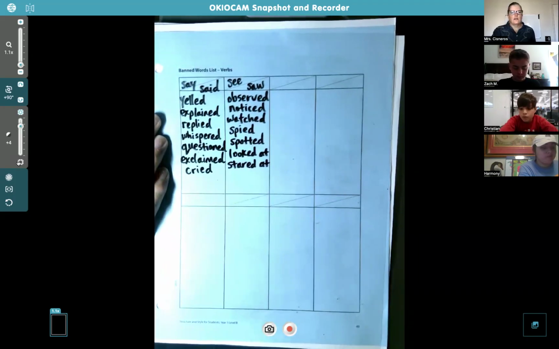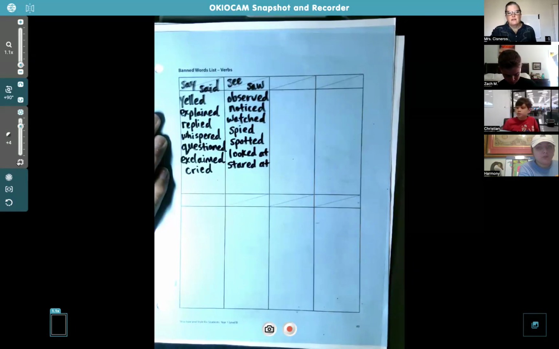I always use the example, if I say the dog ran after the cat, ran is the verb, right? But if I say the dog chased the cat, chased is even better because it gives the reader a little more of an image that the dog is right on the cat's tail, over the rock, around the tree, under the car, or whatever. They're just all over the place, right? So a verb that tells more about what's happening, a lot of times they end in ed. So that's one way to know what a strong verb is.